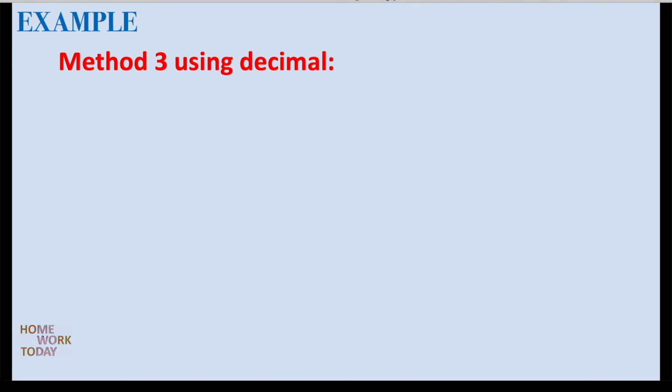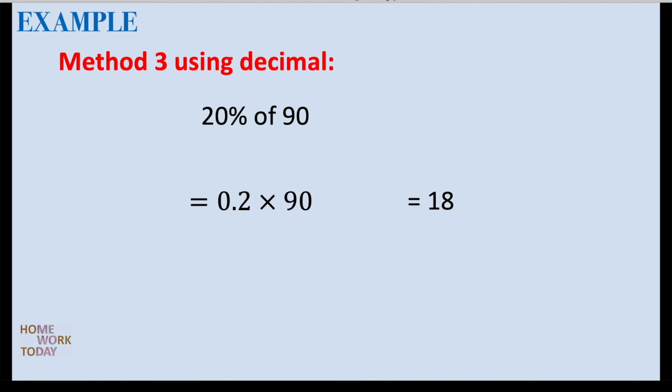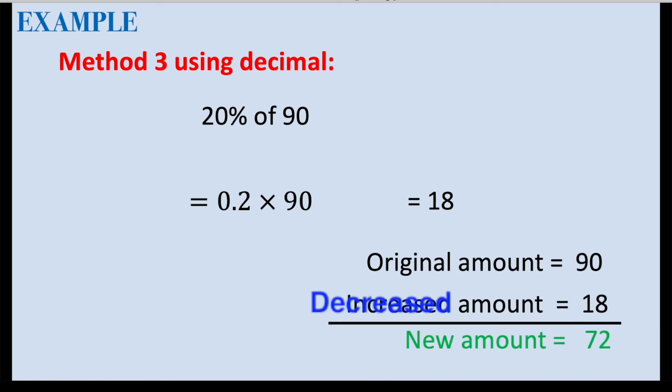Method 3 using decimal. First, finding 20% of 90. 20% in decimal is 0.2. Of in maths means times. Directly multiplying 0.2 by 90, we get 18. Now, original amount is 90. 20% of 90 is 18. Since it's a decrease, we take 18 away from 90. After 20% decrease, 90 becomes 72.